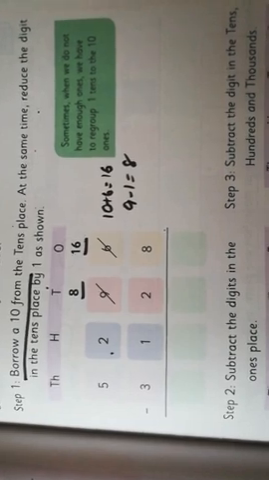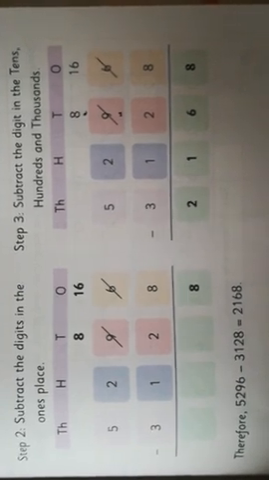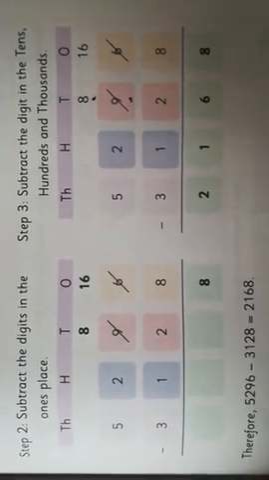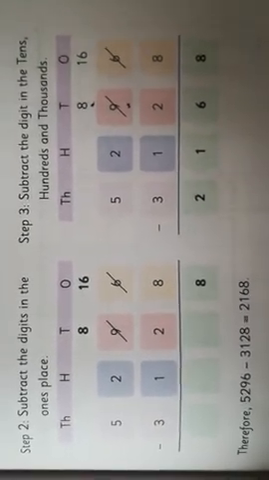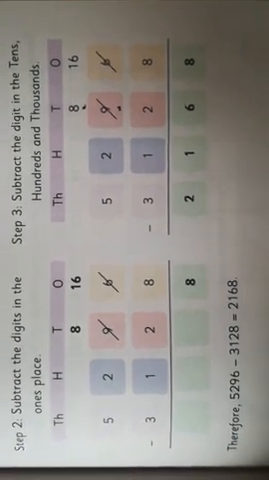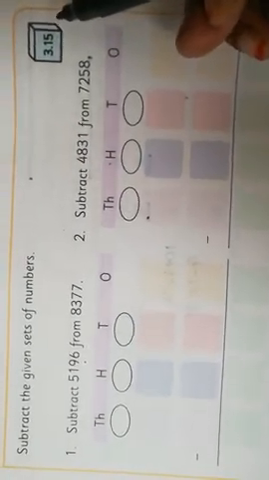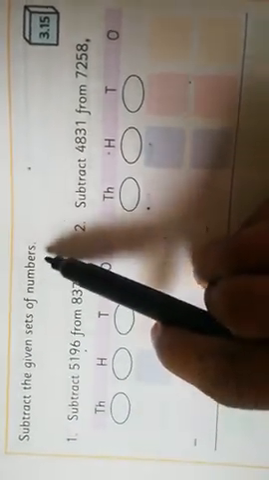Then borrow from the tens place to the ones place, the same as for the hundreds place and thousands place also, children. Like that, you have to subtract the remaining numbers in the tens place, hundreds place, thousands place. Like that, you have to subtract the numbers, children, in the subtraction with regrouping method. Next, activity number 3.15 in your studio book, page number 74, children. Subtract the given sets of numbers.